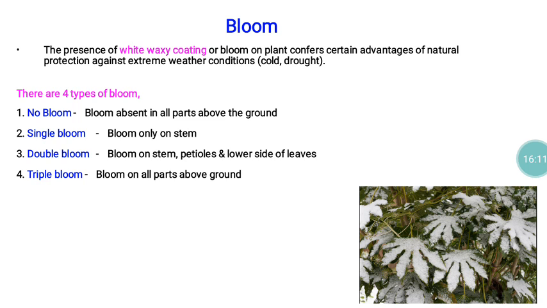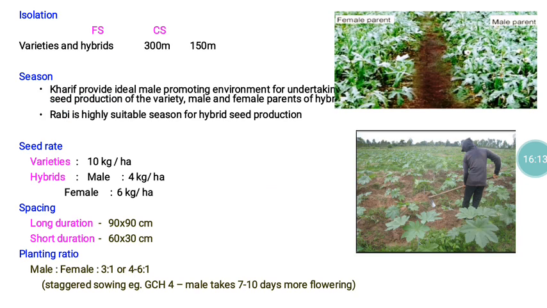So that is the thing. So this is as far as plant anatomy is concerned. Regarding seed production, this is considered a cross-pollinated crop. Because of that, we have to maintain 600 meter isolation distance for both variety and hybrid at foundation stage, and 300 meter for certified stage.